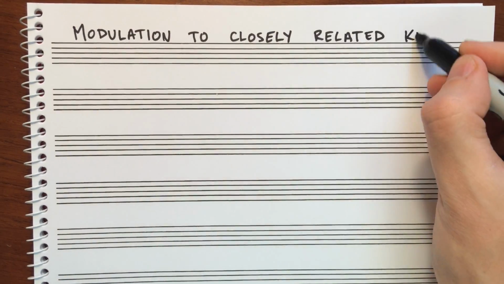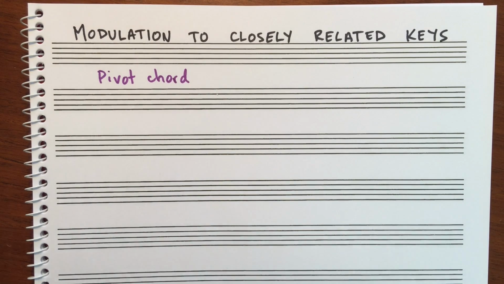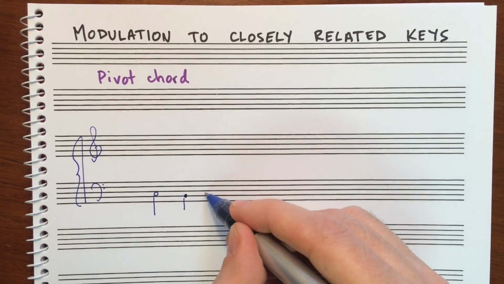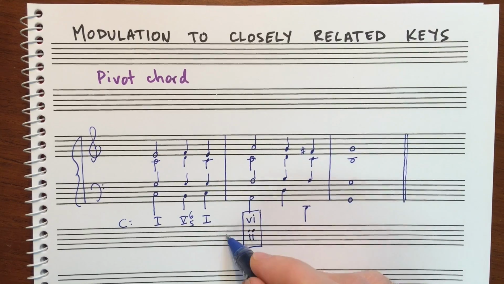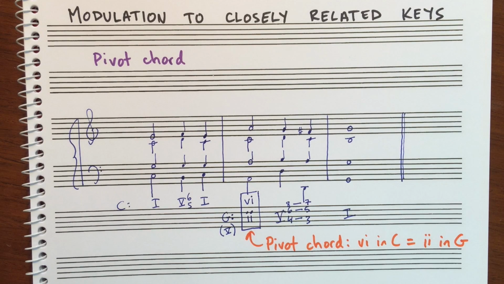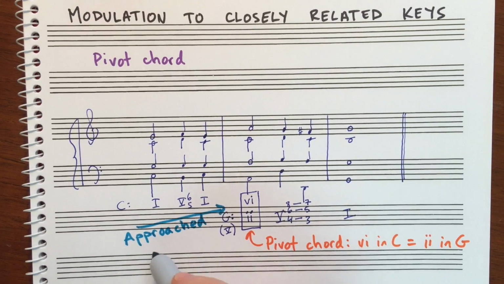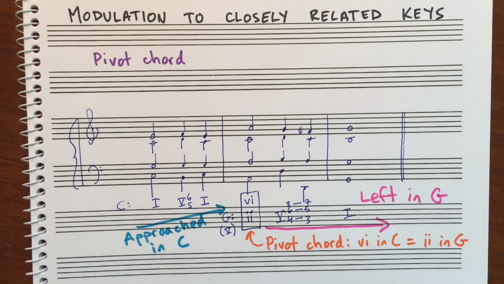As you know, modulation is the process through which a piece transitions to a new key. The most common way to achieve a modulation is through the use of a pivot chord, which is a chord that exists in both the original key and the new key. For example, if you're trying to modulate from C major to G major, the sixth chord in C major, which is an A minor triad, could pivot to become a 2 chord in G major. The chord is approached as if it were 6 in C major, but then proceeds as if it were 2 in G major.